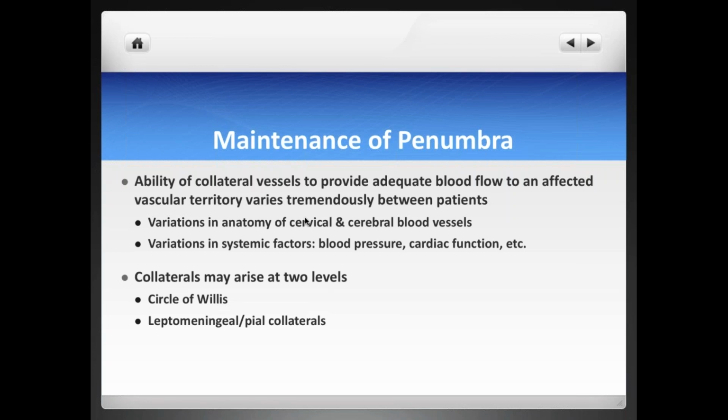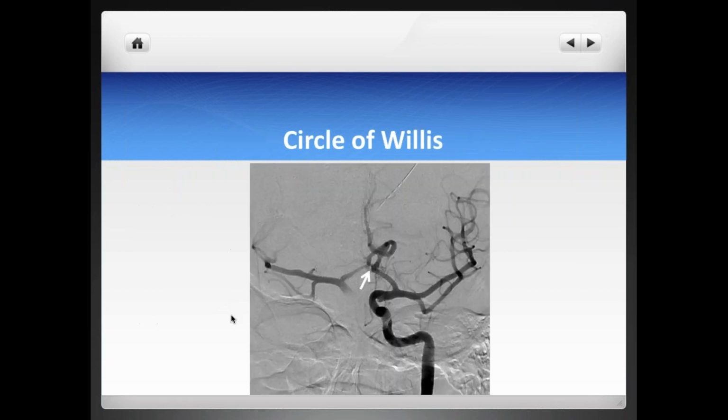But the importance of collaterals that I wanted to keep in mind is that collaterals may arise at two levels. We typically know from med school the circle of Willis as a source of collaterals, but a probably less talked about collateral system, yet extremely important in stroke, is the leptomeningeal or PL collateral. So those two collaterals, circle of Willis and leptomeningeal collaterals, are what together are going to keep the penumbra going in the context of a vessel occlusion.